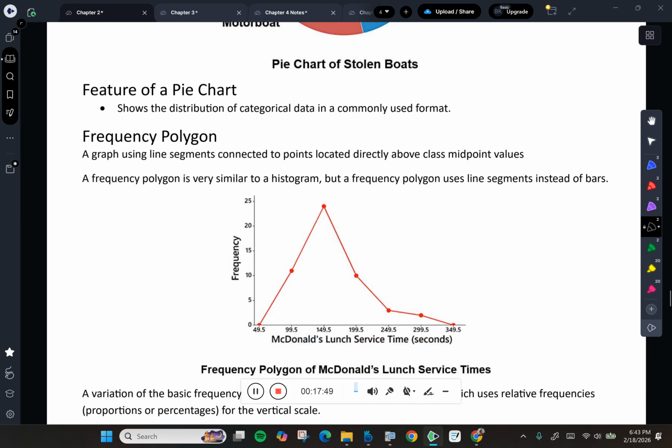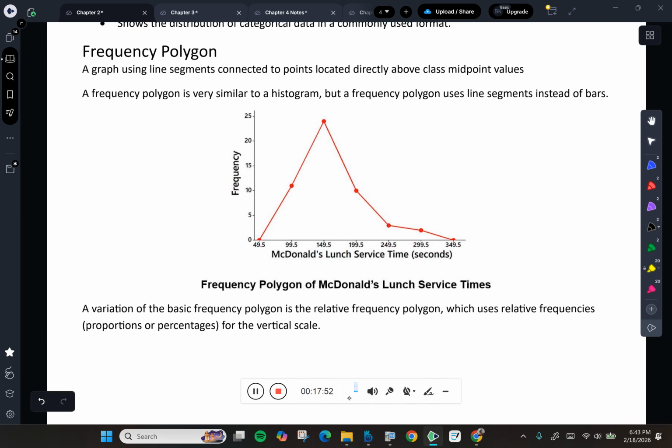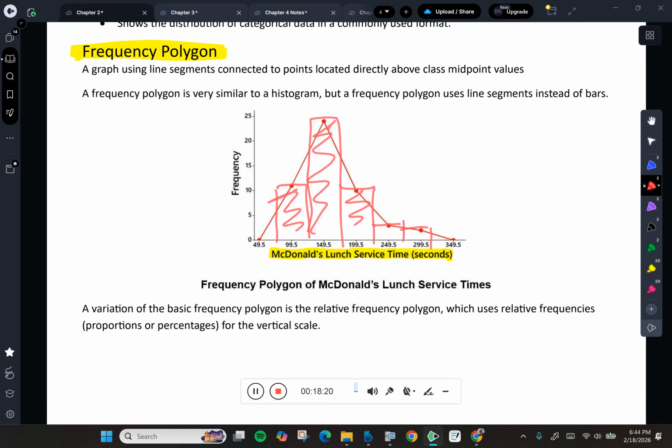Okay. Another type of graph that you could make is something called a frequency polygon. Do you remember the data from last lesson about the lunch time at McDonald's? We made a histogram last time. This is a frequency polygon. But if you look, the histogram is right there. It's hiding underneath the frequency polygon. So one could argue that a frequency polygon is just a histogram if you're too lazy to draw the bars.